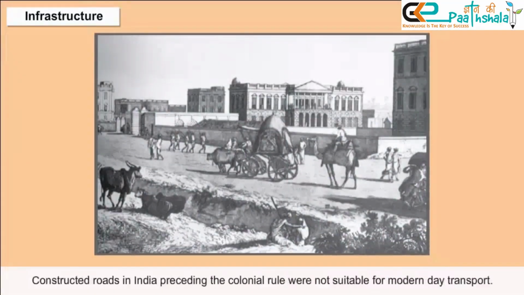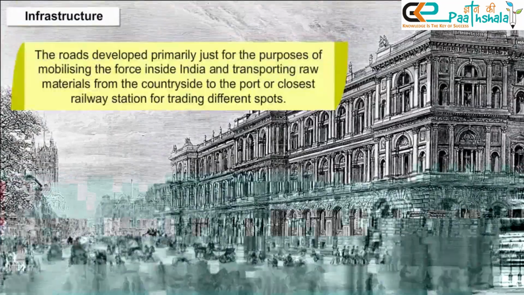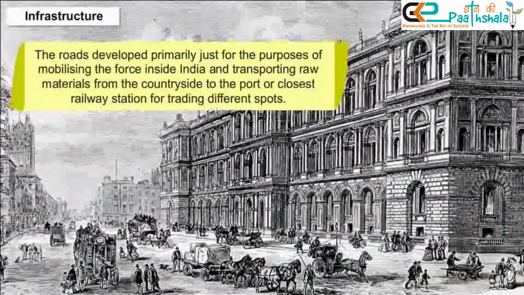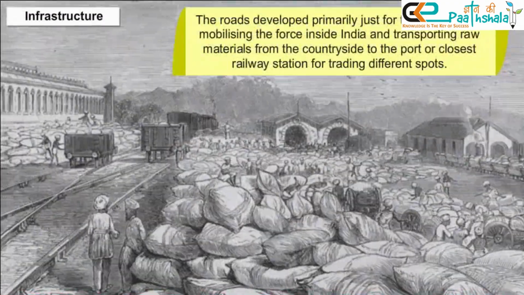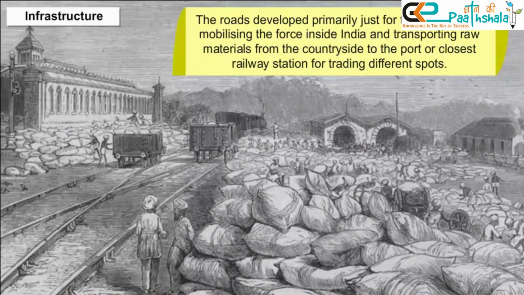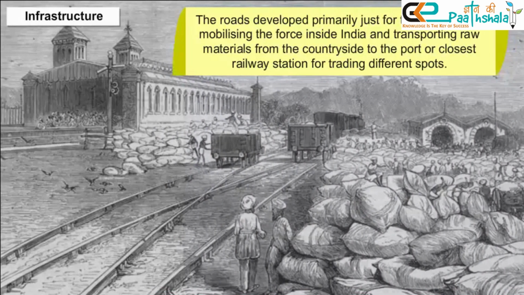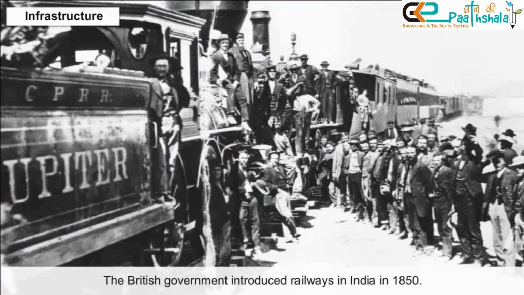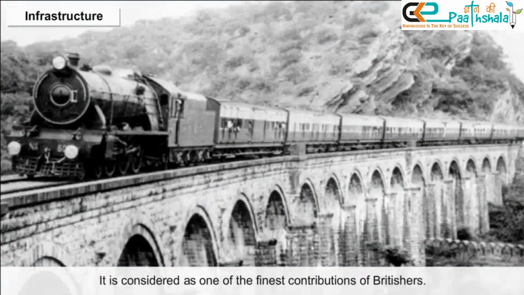Infrastructure. Roads constructed in India preceding the colonial rule were not suitable for modern-day transport. The roads were developed primarily just for the purposes of mobilizing the force inside India and transporting raw materials from the countryside to the port or the closest railway station for trading in different spots. The British government introduced railways in India in 1850. It is considered as one of the finest contributions of the Britishers.